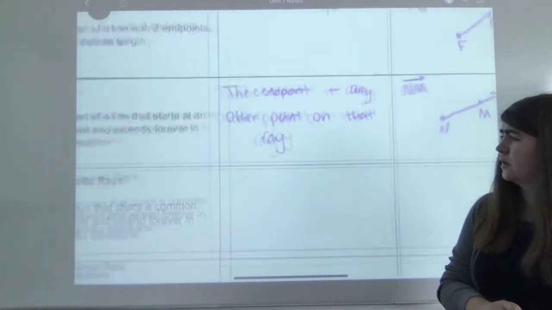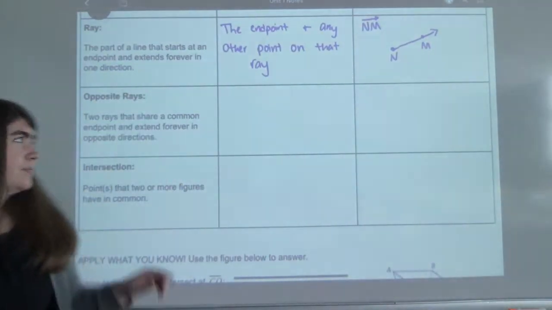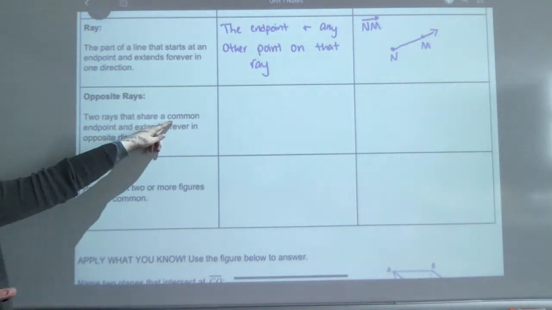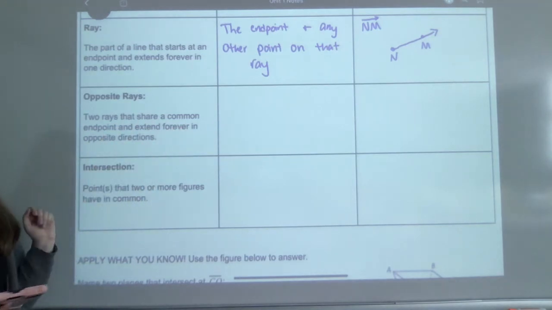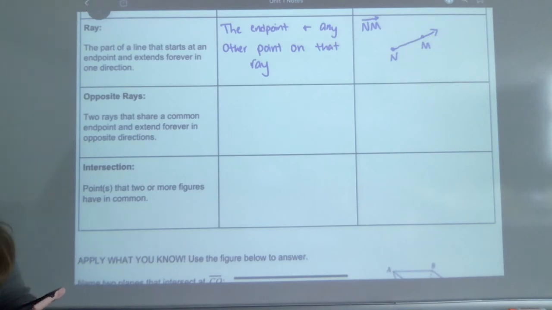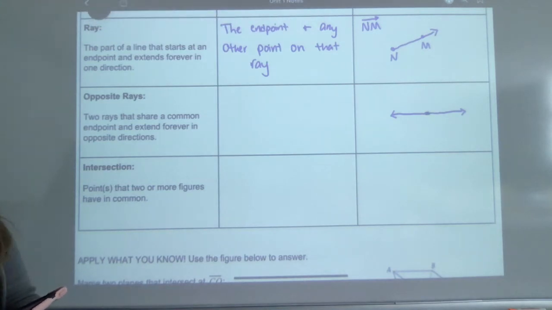All right. Next, we have opposite rays. So opposite rays are 2 rays that share a common endpoint and extend forever in opposite directions. So let's go ahead and draw a picture of that. I have one ray that is pointing to the right, and I have another ray that is pointing to the left. And those 2 rays share this endpoint that's right in the middle. And that endpoint, we're going to go ahead and call that point T.